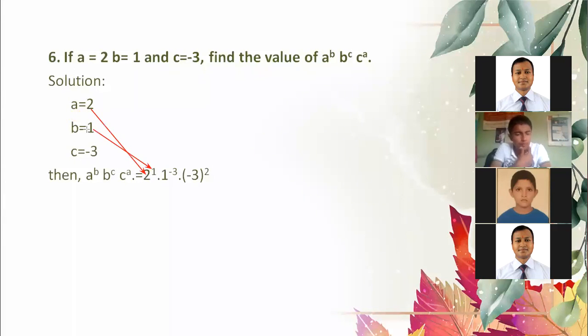A power B थियो नि त. And next one is B power C. B power C means this 1 power C. C is -3. यहाँबाट -3 आयो. Again C power A. यो C यहाँ आयो -3. And power A means power 2. These all values we have taken from here only. This is the value of A. This is value of B. This one is C, and this is value of C, and this one is value of A. All values we substituted from here only.